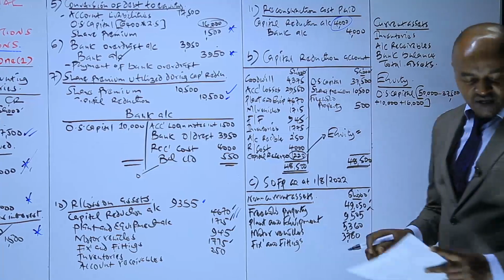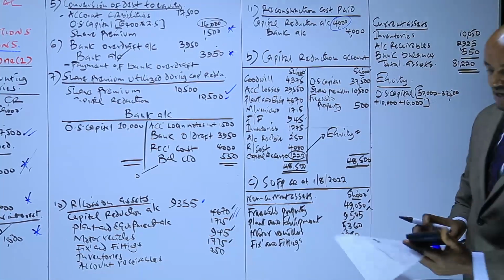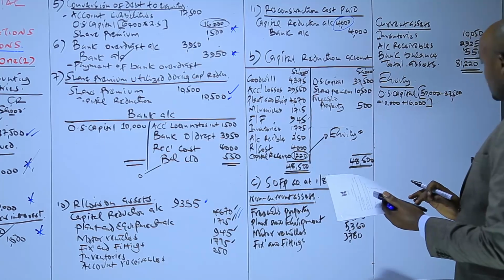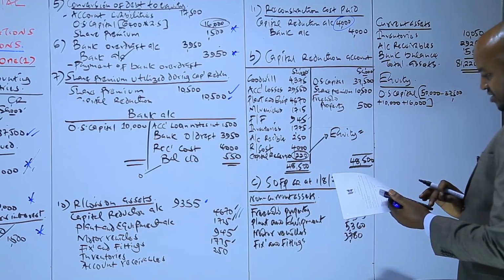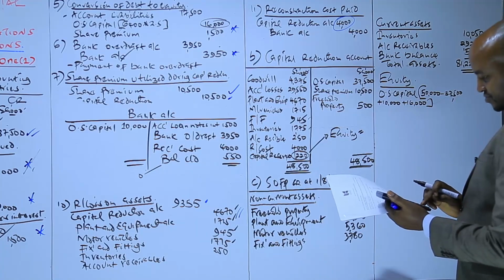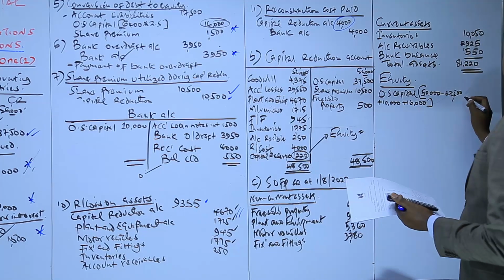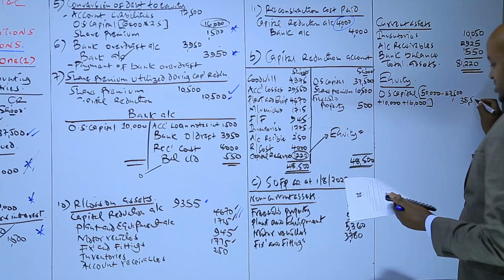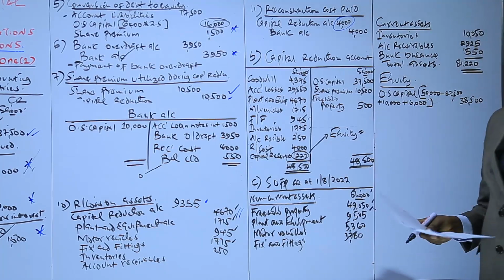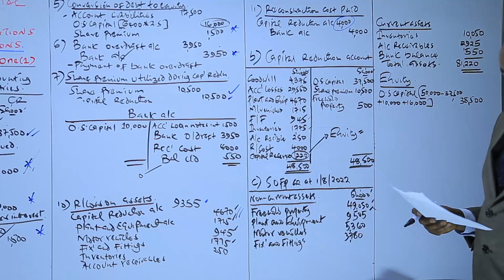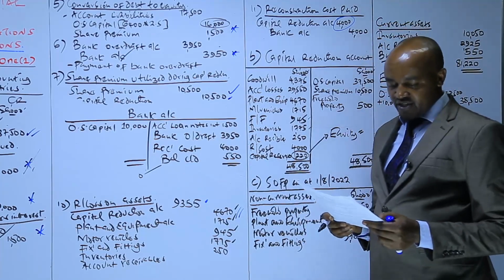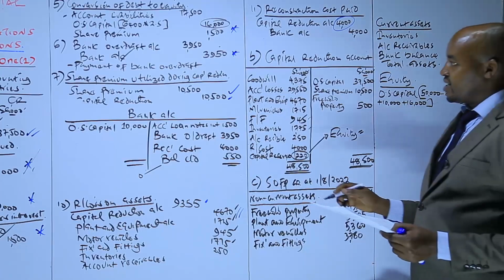So what we need to do is to get the new balance in that particular account. So we have 50,000 minus 37,500 plus this will be 26,000, which will give us a new balance of 38,500. After the reconstruction, the new share capital of the company will be what? Will be 38,500.